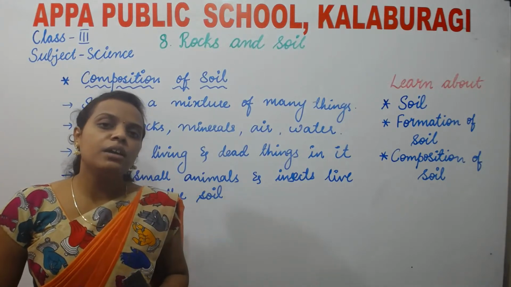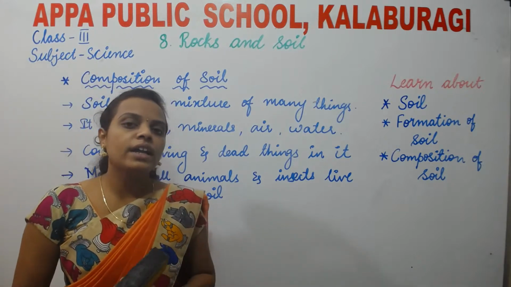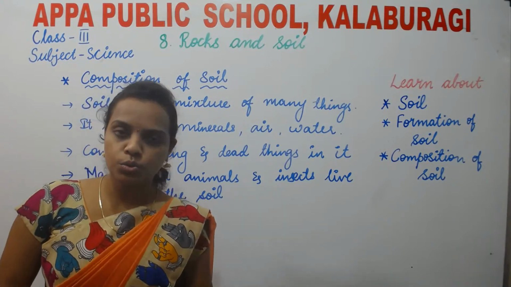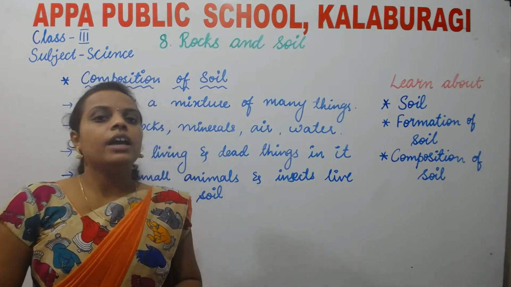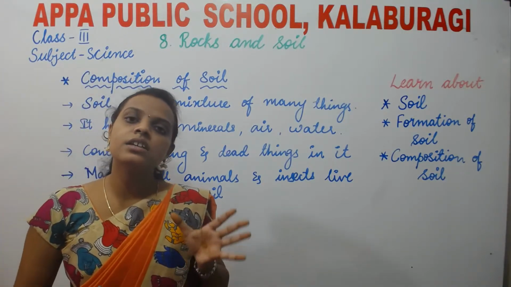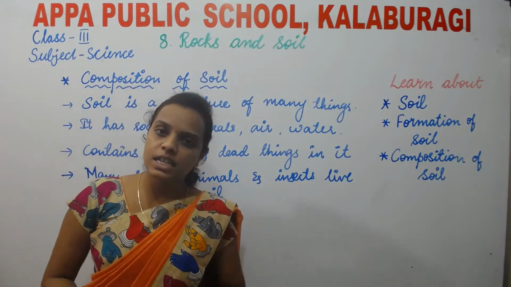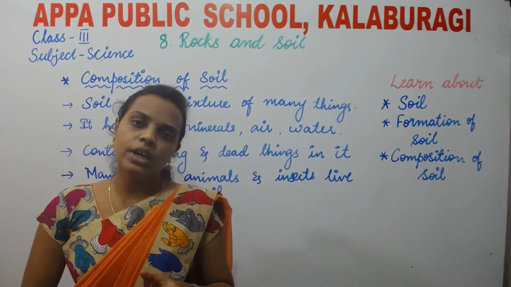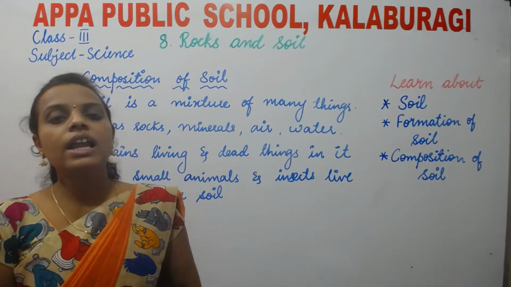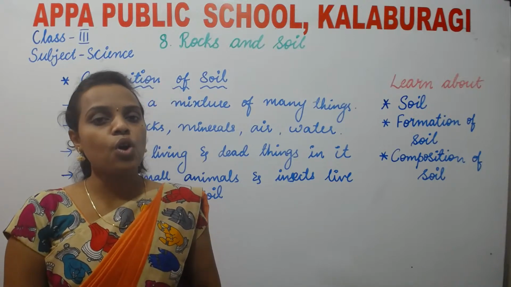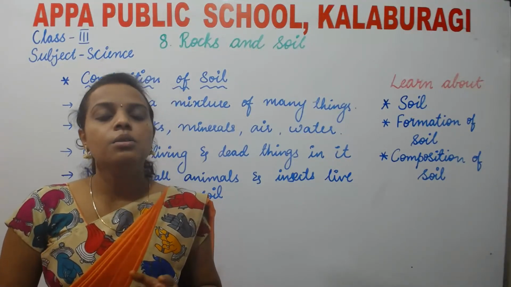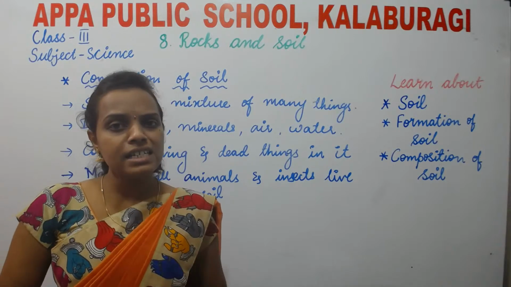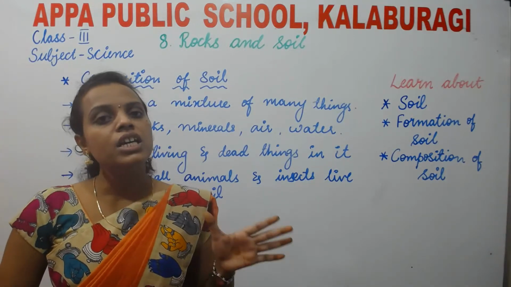For example, a large animal like a rabbit makes soil its home for sleeping as well as for giving birth to its young ones. And small animals like ants and earthworms live most of their lives in the soil.